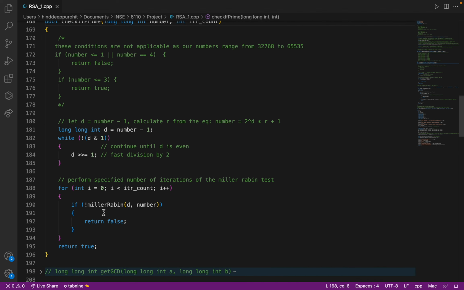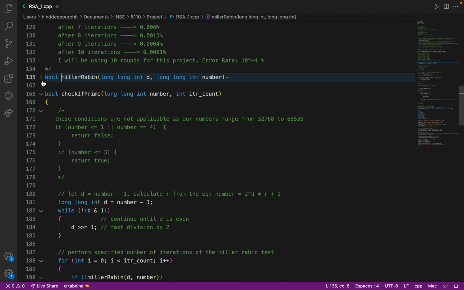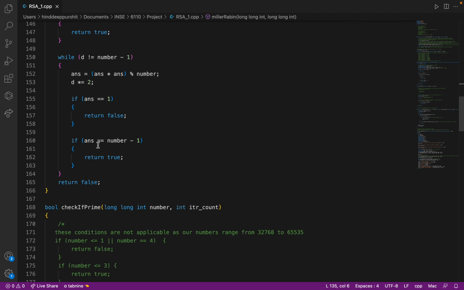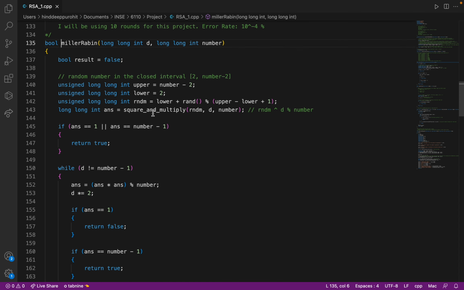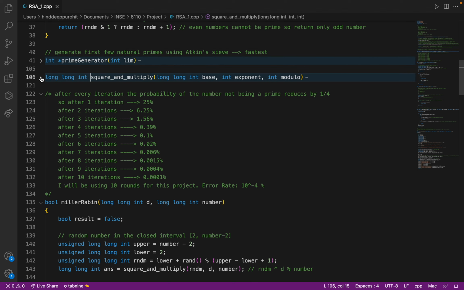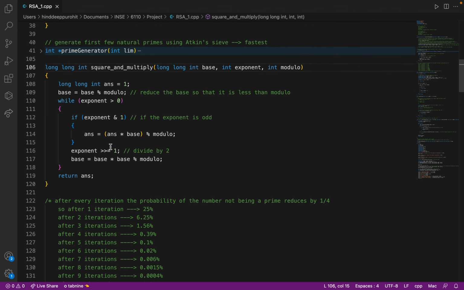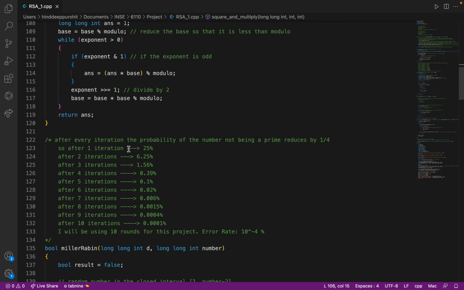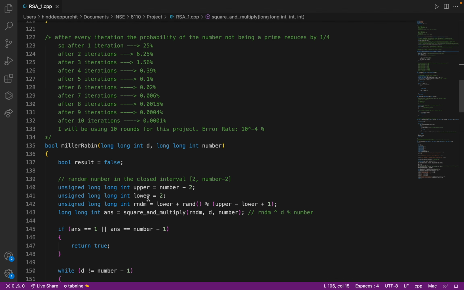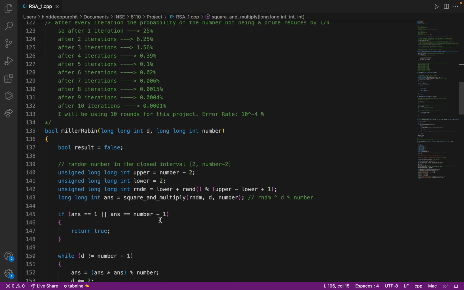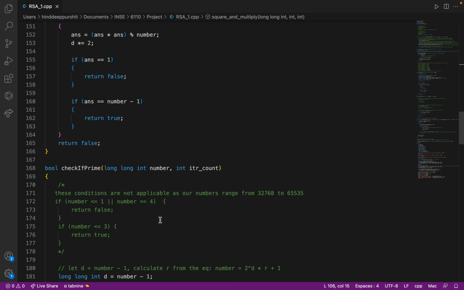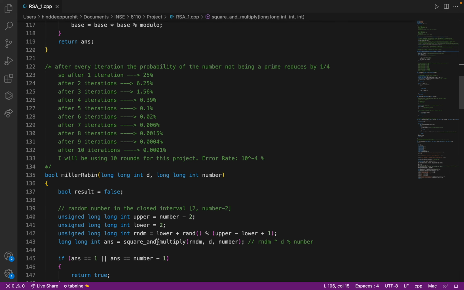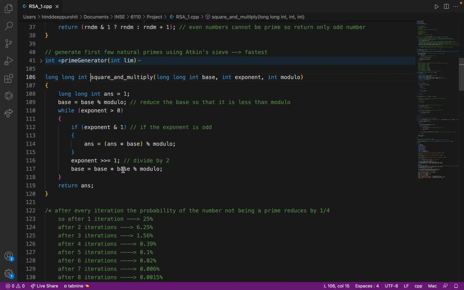This function utilizes the Miller-Rabin algorithm that would test whether a given number is prime or not. And we are also using the square and multiply algorithm for modular exponentiation, because otherwise, if we use normal arithmetic to raise a number to a power and then calculate the modulus, it would be too expensive in terms of computing and memory resources. So this is the implementation of the square and multiply algorithm.